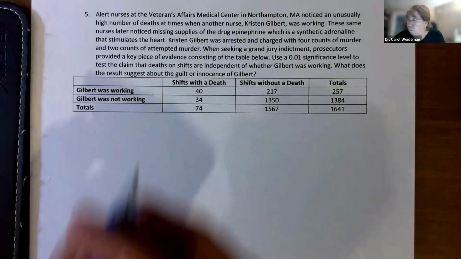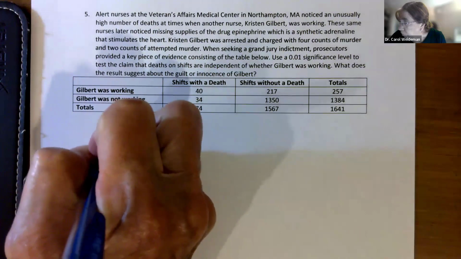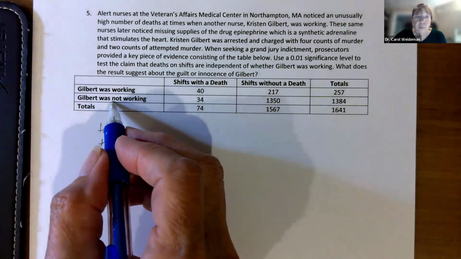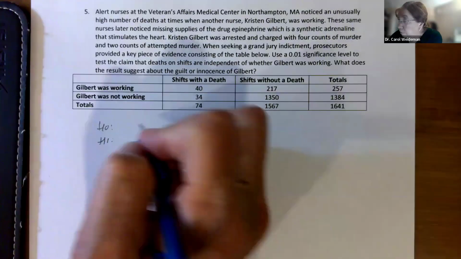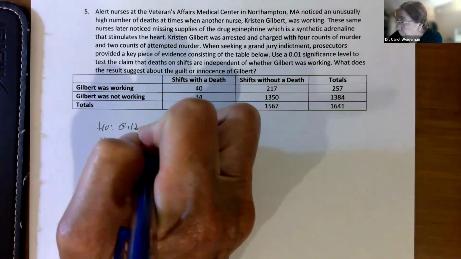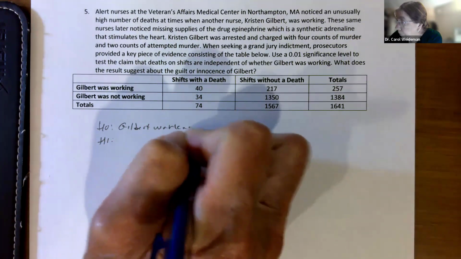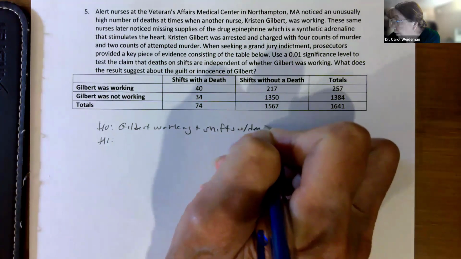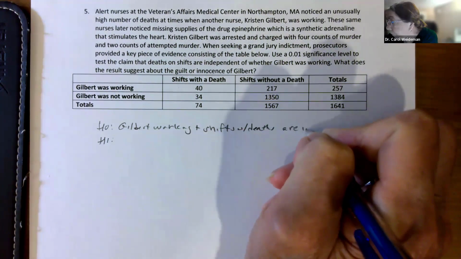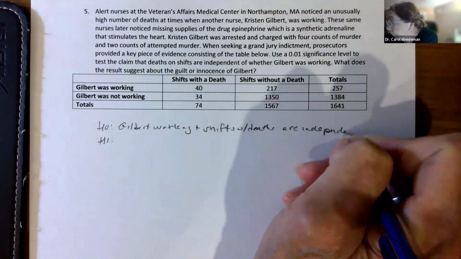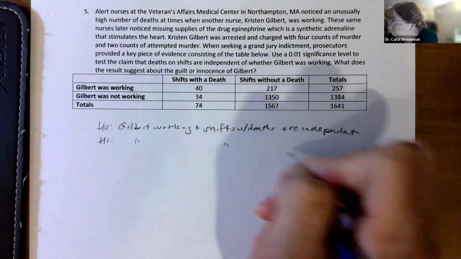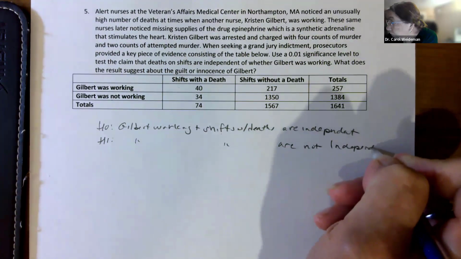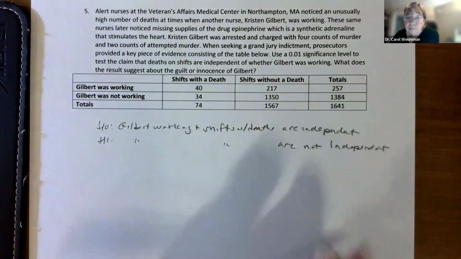Okay, so I didn't actually write any questions down here, but let's write the hypotheses first. So our hypotheses, the 2 variables we're looking at are Gilbert working and deaths with shifts. So the null is going to be Gilbert working and shifts with deaths are independent. And our alternative is going to be that the 2 variables are, I like the words not independent. I don't know why they just sound better to me, but they could also say are dependent. Both mean the same thing.